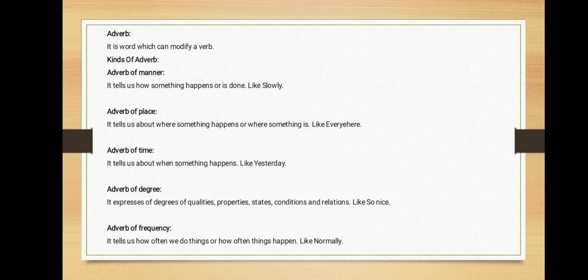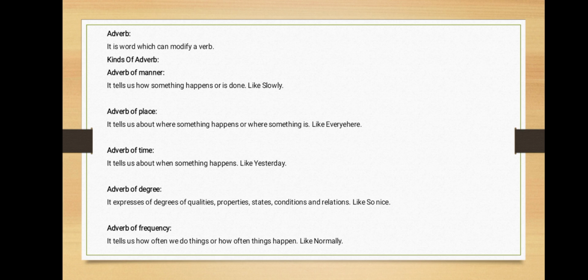Number 4 is adverb. An adverb is a word which can modify a verb. Let me give you an example. My sister swims badly. Another one is this is the first car. This is a fast car. There are 5 kinds of adverb: adverb of manner, adverb of place, adverb of time, adverb of degree, adverb of frequency. Let me discuss them one by one.